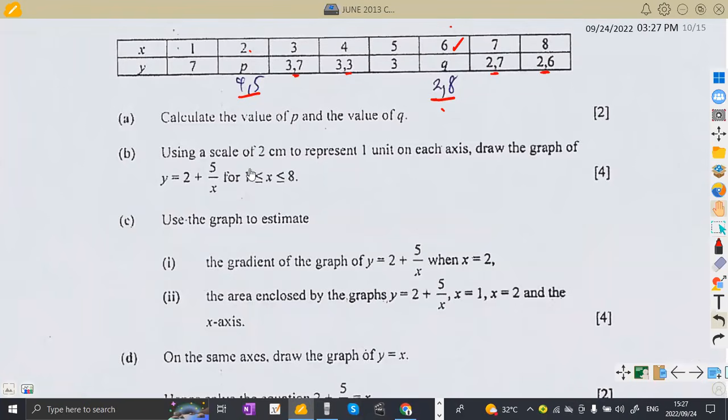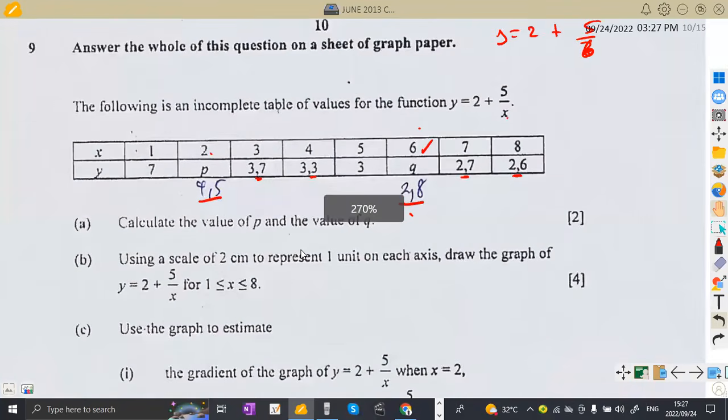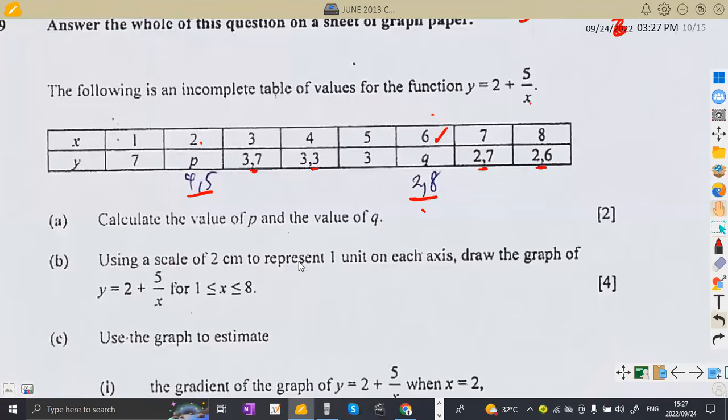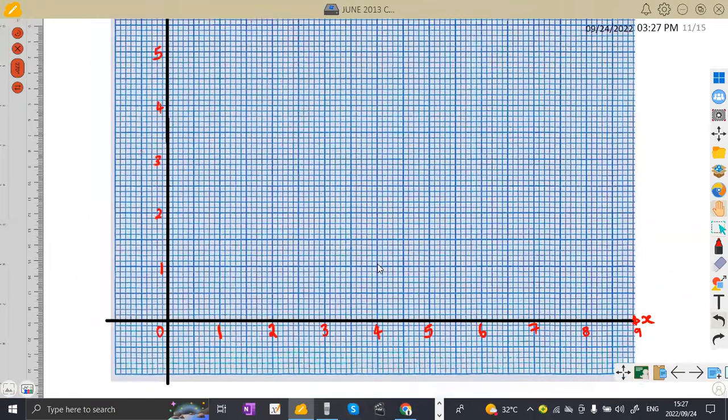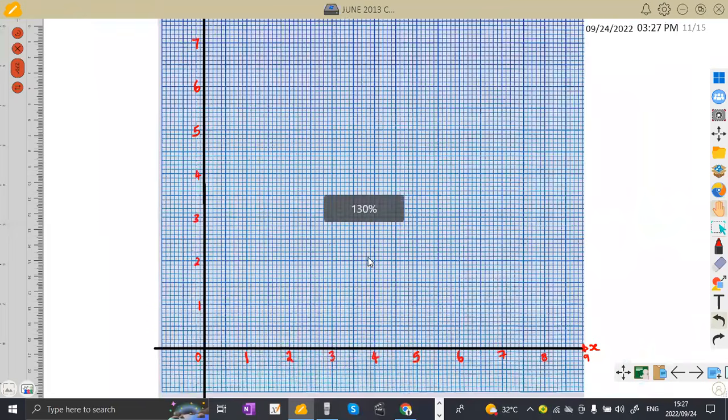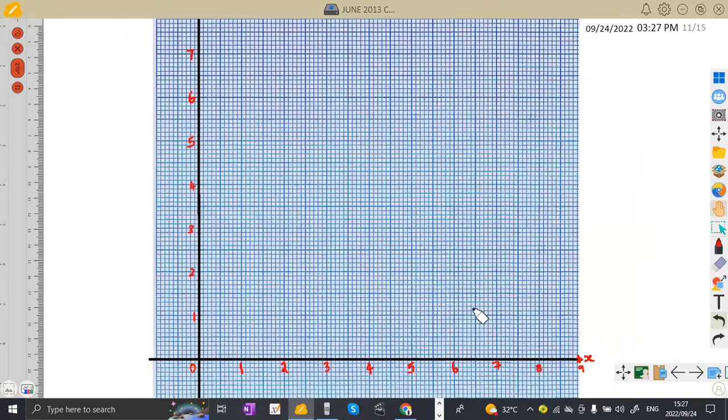So all you need is to mark the points, guys, 1, 7, all these points that we are given. Let us mark our points, 1 versus 7. When x is equal to 1, y is 7, which is somewhere here. Then we have got 2 versus 4,5. So 4,5 is simply in between 4 and 5.